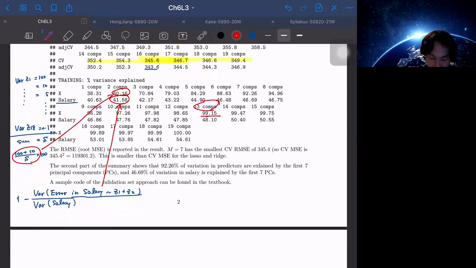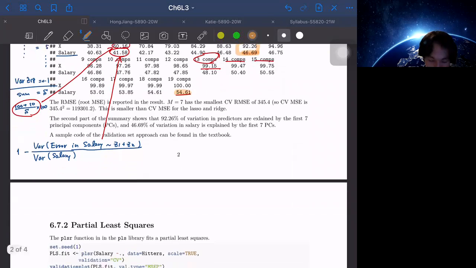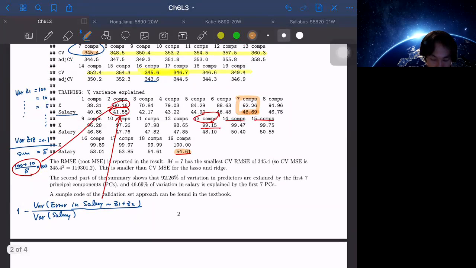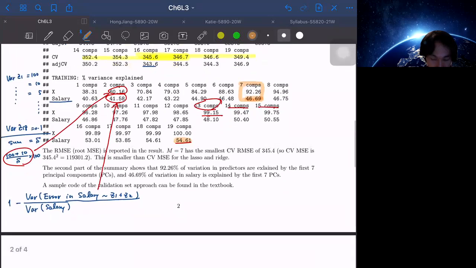And you can see that even if the number of components increases, the maximum we can do is maybe 54%, 55%. So we cannot explain more than that. If we use the 7 components as suggested by cross-validation, we explain 47% of the variation. Even if we use all 19 variables, still 55%. And this is for the training set.